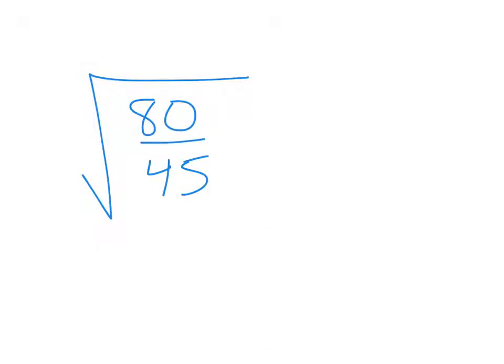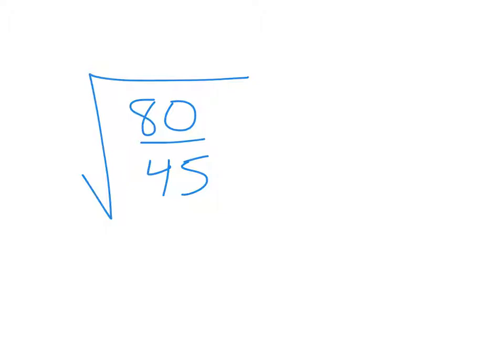Even if I took 80 divided by 45, just to try and solve this, that gives me 1.77777. So I can't find the square root of 1.77777. But what I can do is find the answer to this a little bit easier. I can simplify it, at least. And how I can do that is I can factor out both 80 and 45.